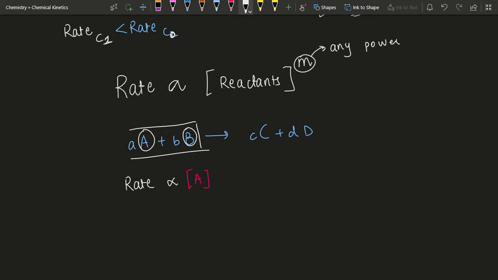So this concentration to some power, let's name it m1, and then the concentration of B to the power m2. And once you remove this proportionality sign, it just means that the rate is equal to some constant times the concentration of A to the power m1 times the concentration of B to the power m2. And that's basically what we call a rate expression.